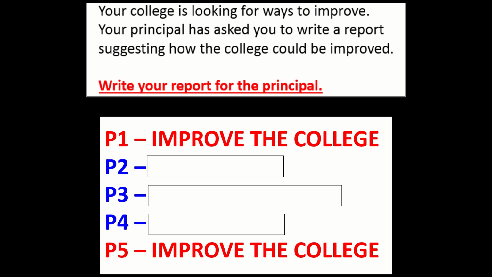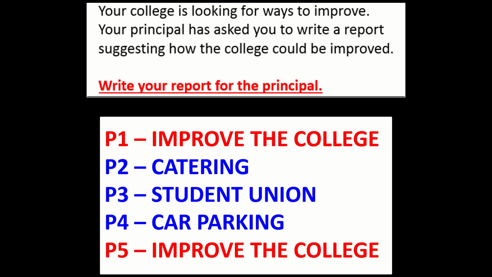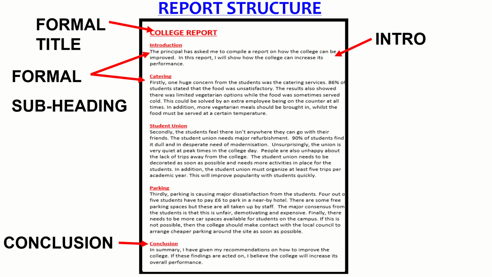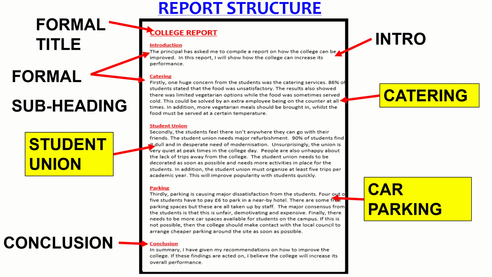So my plan then is I've got improve the college for my intro and conclusion, because that's basically what I'm saying I'm going to write about and what I have written about. And then my paragraph 2 will be about the catering, paragraph 3 about the student union, paragraph 4 about the car parking. So again, same structure as I just showed you, but those are going to be my 3 main paragraphs with subheadings as well.